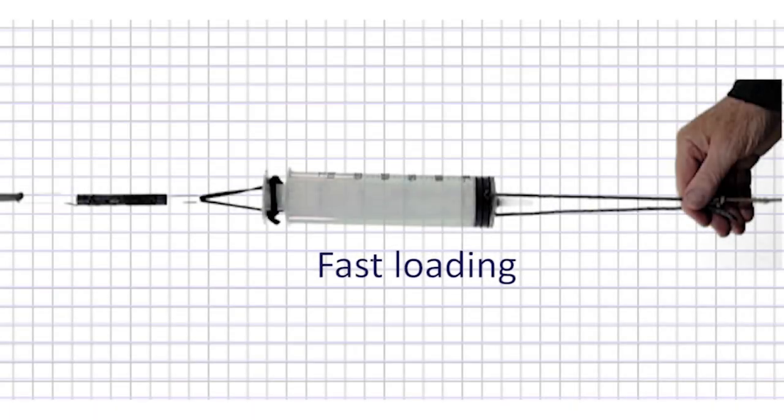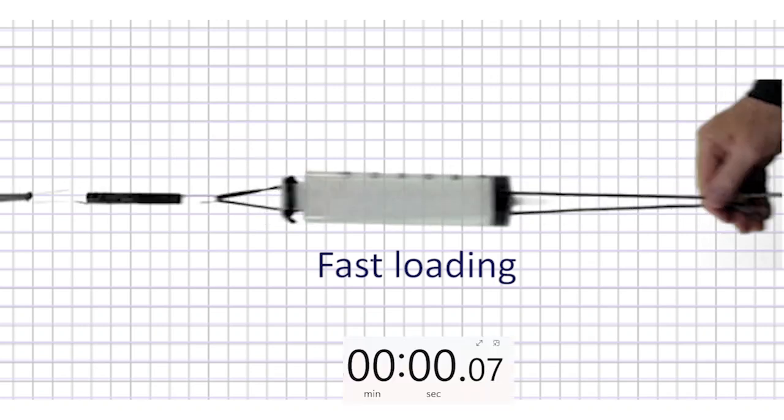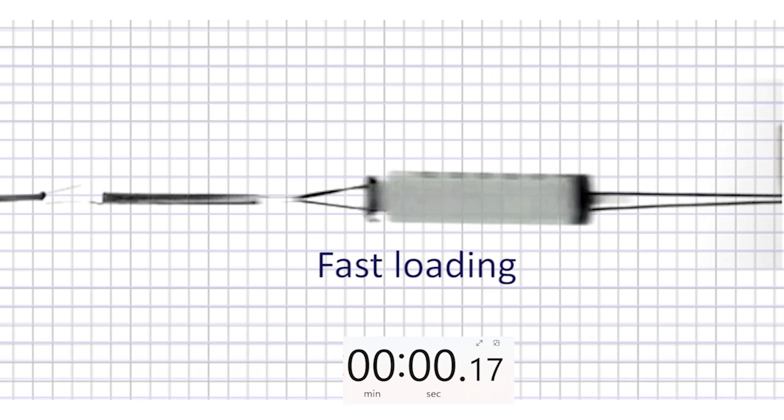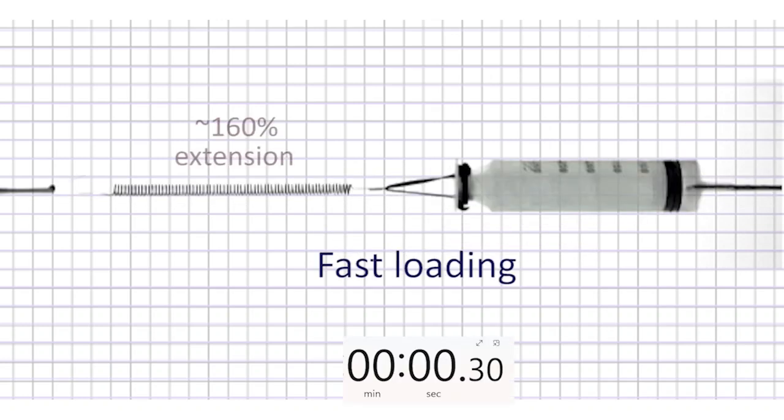Next, I'm going to load the system in 1/3 of a second, about 20 times faster than the slow loading. Just in case you blinked, here is the fast loading in slow motion. In the first 1/3 of a second, the spring immediately stretches about 160%, storing elastic energy. In the same time, the syringe, which models viscous deformation, has not started to extend.